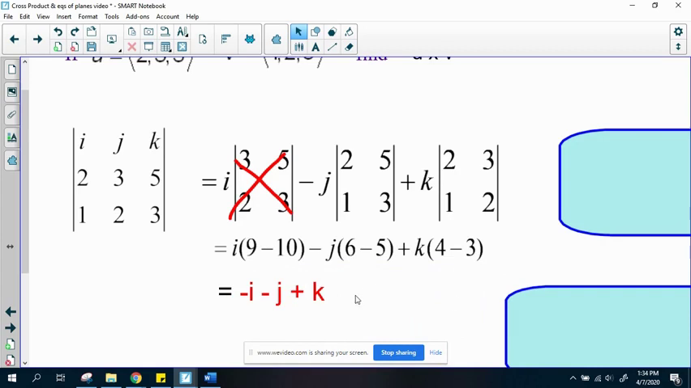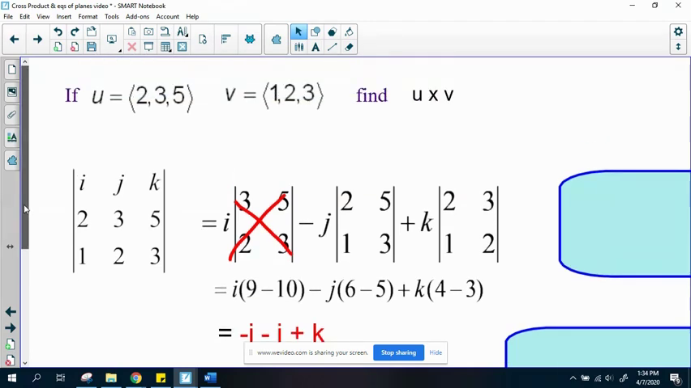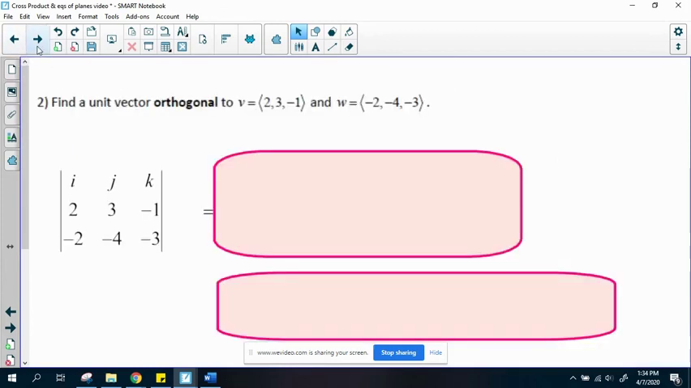And that's it. You got a vector. This vector right here, negative i minus j plus k, is actually perpendicular, but we call it normal, to these two vectors. Okay, let's try one more.